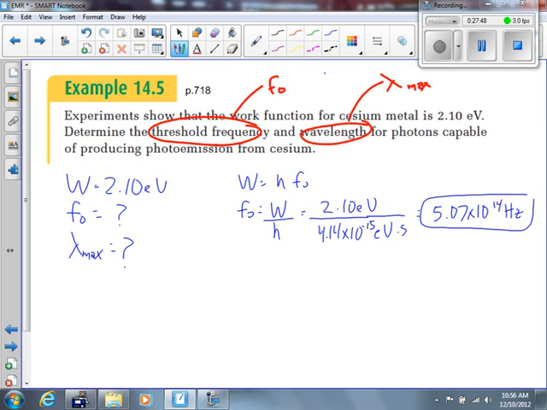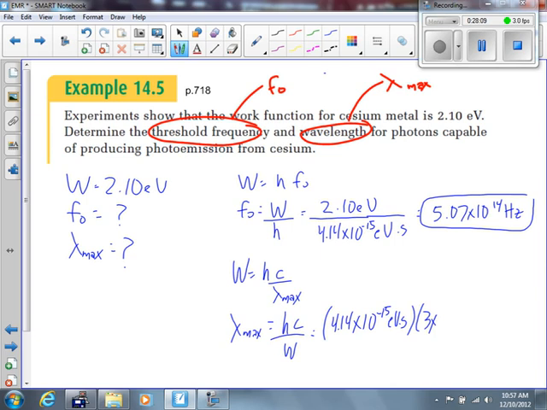Now, if we want to find the wavelength, let's use the other equation. W is equal to hc over lambda max. Rearrange that: lambda max equals hc over W. Once again, we're going to use that value 4.14 times 10 to the negative 15 times 3 times 10 to the 8 divided by the work function, which is 2.10. By the way, does anybody see another way that we could have solved for the lambda max after we solved for threshold frequency?